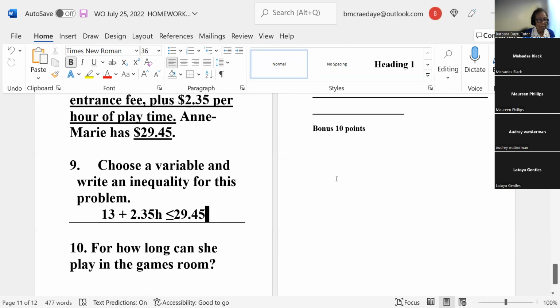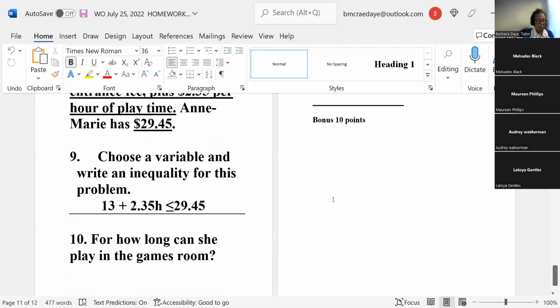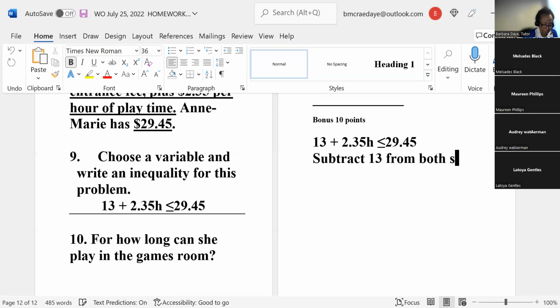Because that's correct. After I subtract, I divide it by the 2.35. Okay, so you solved it. I'm surprised you didn't get this because you got the 7. This is where you get the 7. Let's put this over here. All right. Now, to solve for H, everybody understand? Audrey solves for H. So she subtracts her 13 from her 29.45. So this is just like if it were an equal, right? So subtract 13 from both sides.